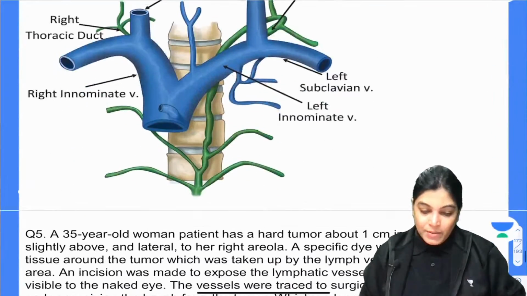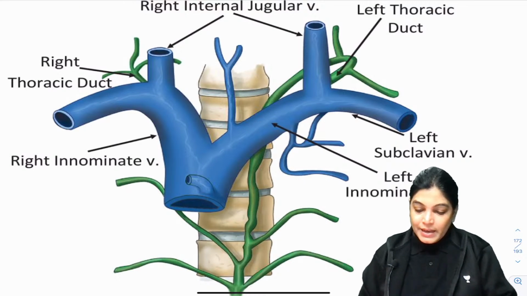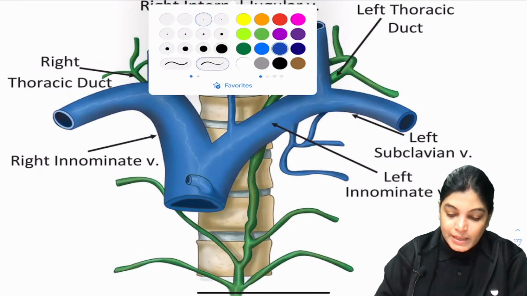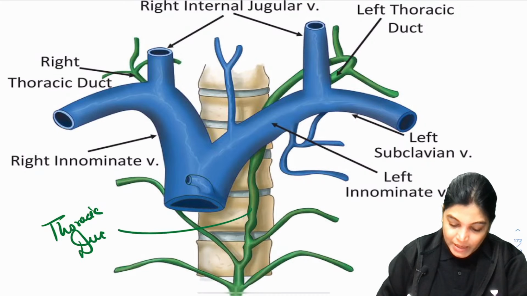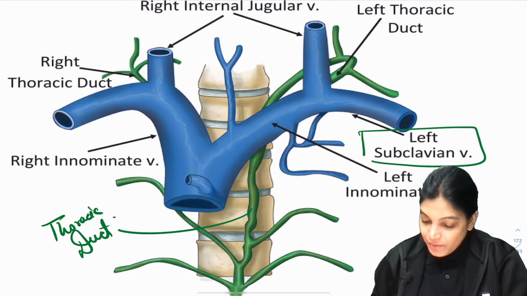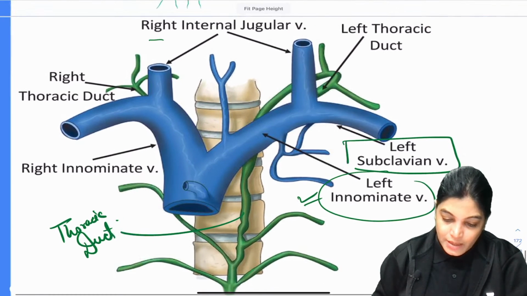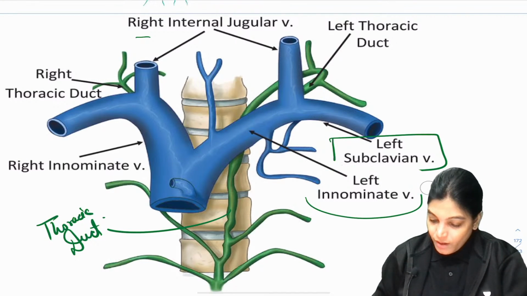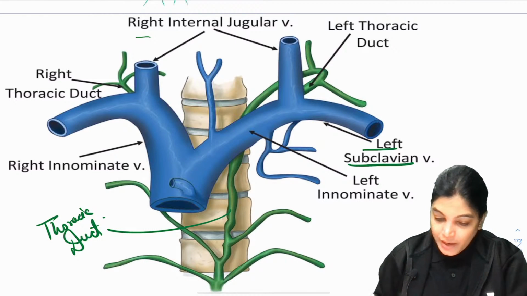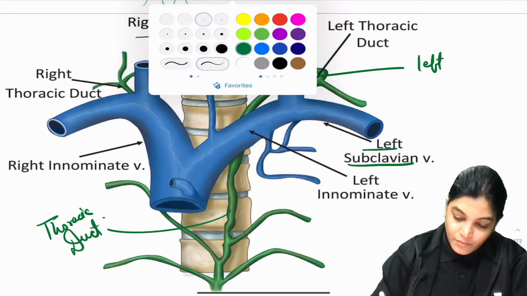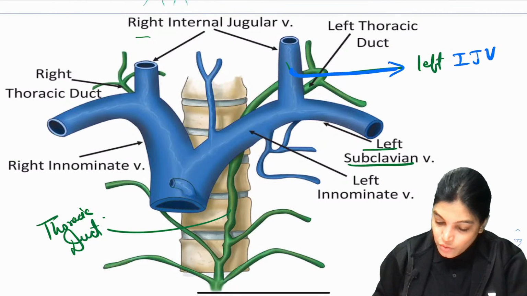One more diagram I want to show, so let me enlarge this diagram. All of you just see this diagram. What you can appreciate here, the green color structure is the thoracic duct, and this thoracic duct is draining into or terminating at the junction of the left subclavian vein and that of the left jugular vein. So see here, this is the left subclavian vein, and this will be the left internal jugular vein, and this is draining into the left innominate vein.